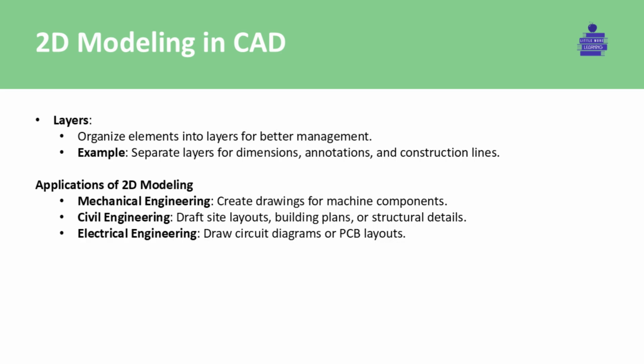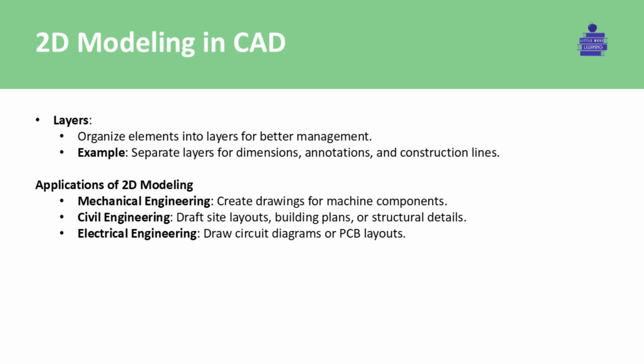One of the most powerful features in 2D modeling is the layer system. Think of it as working with transparent sheets that you can stack on top of each other. Each layer can contain different elements of your drawing. One layer might hold all your dimension lines, another your main geometry, and yet another your annotation notes. The beauty of this system is that you can turn layers on and off like flicking switches, making it easier to focus on specific aspects of your design.